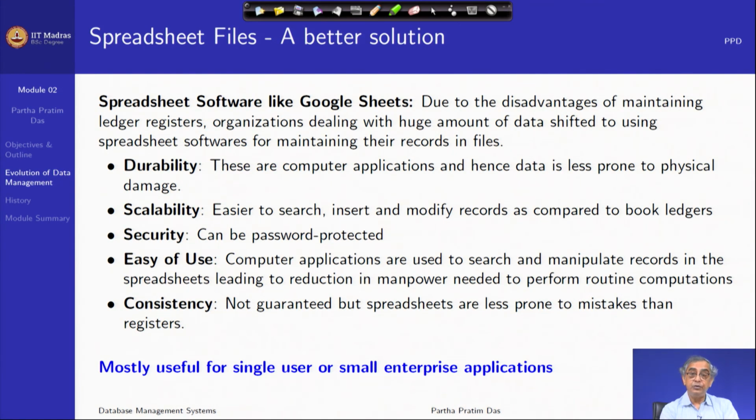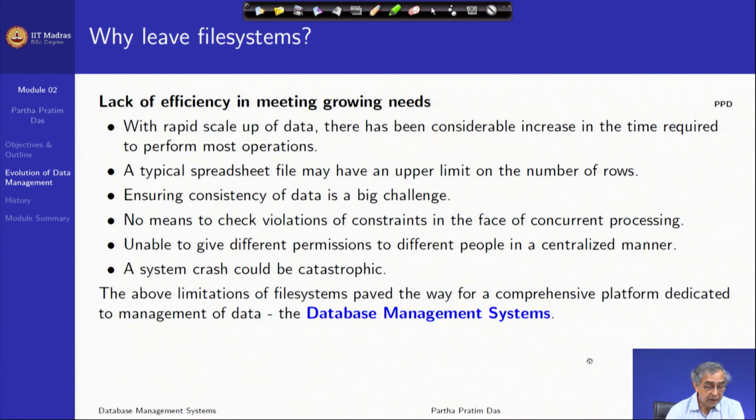This is widely used, particularly for single users or for small enterprise applications. A good example of how a moderate range data management solution can provide. But certainly, spreadsheets or CSV files and so on are all basically file system based. We say these are flat file systems, flat file solutions. So, they have a lot of limitations as well.